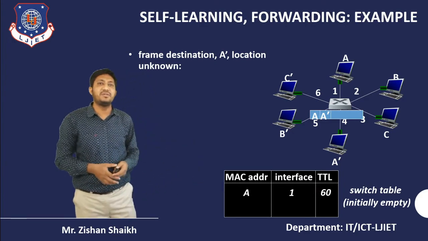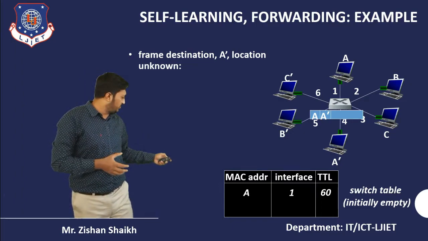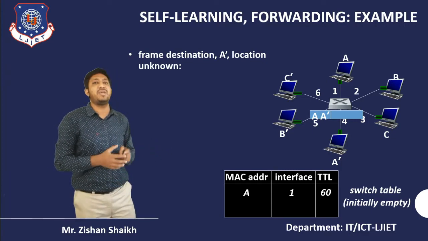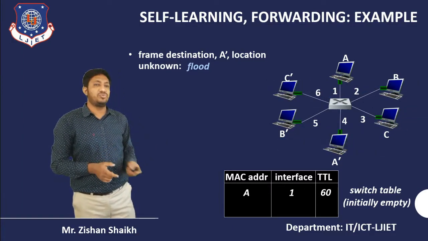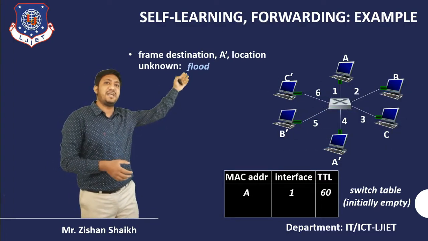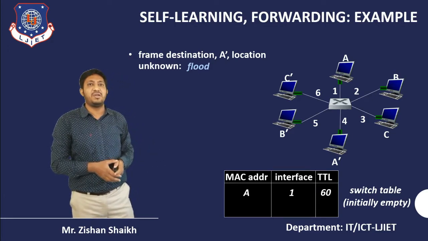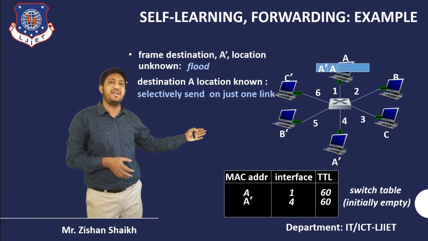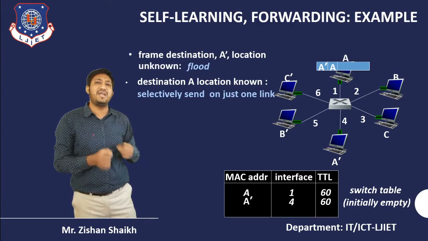So what happens next? The task of our switch is to find the address of A dash. For that, it will use the concept of flooding. You can see here how the flooding is generated. Except for the sender, the switch floods on all other links. Now after flooding, A dash will generate the response, and that data will be maintained in our switch table.